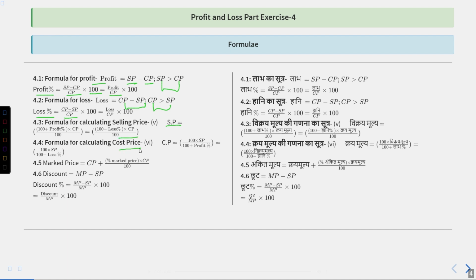Formula for calculating cost price, if SP and profit or loss are given: CP equals 100 multiplied by SP upon (100 plus profit percent), or 100 multiplied by SP upon (100 minus loss percent). If CP is given, how can we calculate mark price? Mark price multiplied by CP upon 100. Discount is always given on mark price. So discount is mark price minus selling price. Discount percent is (MP minus SP) upon MP multiplied by 100, or discount upon MP multiplied by 100.